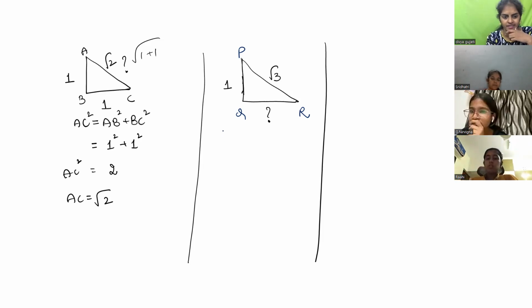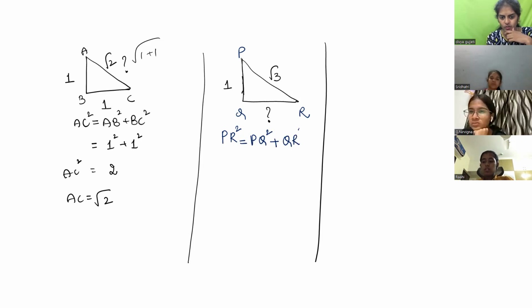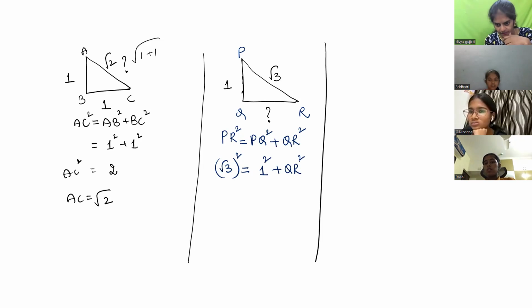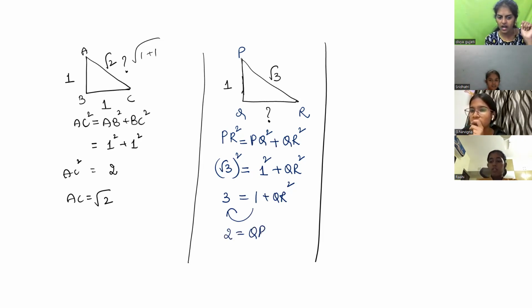So let me explain. PR square, hypotenuse square, is equal to PQ, which is one side, square of it, plus the other side QR, square of it. I have PR as root 3, so square of it equals PQ is 1, so 1 with a square over it, plus QR square. Root 3 whole square gives me simply 3, since square and square root get cancelled. And I have 1 square is 1, plus QR square. Transposing 1 to the other side, 3 minus 1 gives me 2, which is equal to QR square.